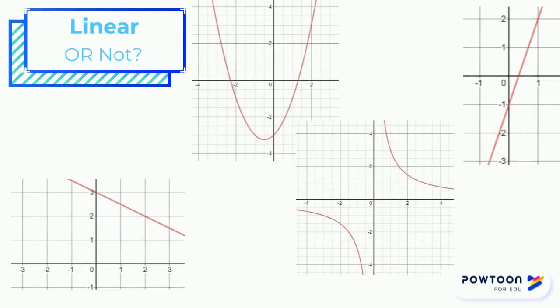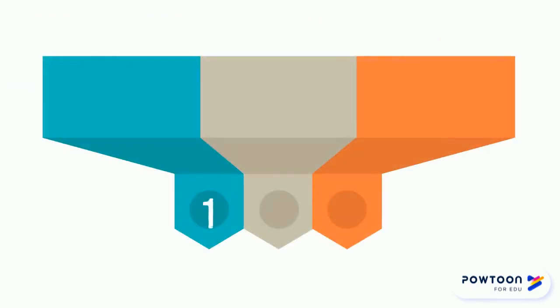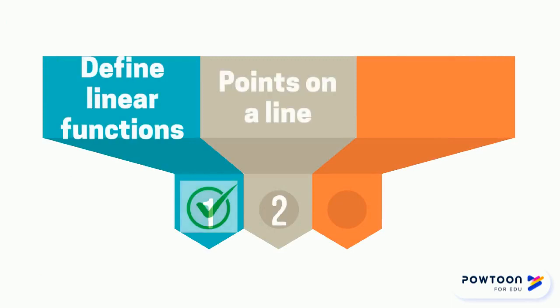When asked if something is linear or not and you're given the graph, this is actually the simpler version. So you just say if it's a straight line, it's linear. If it's not, then it's not linear. Alrighty, we're done with the first part of the video. We've defined the linear functions.